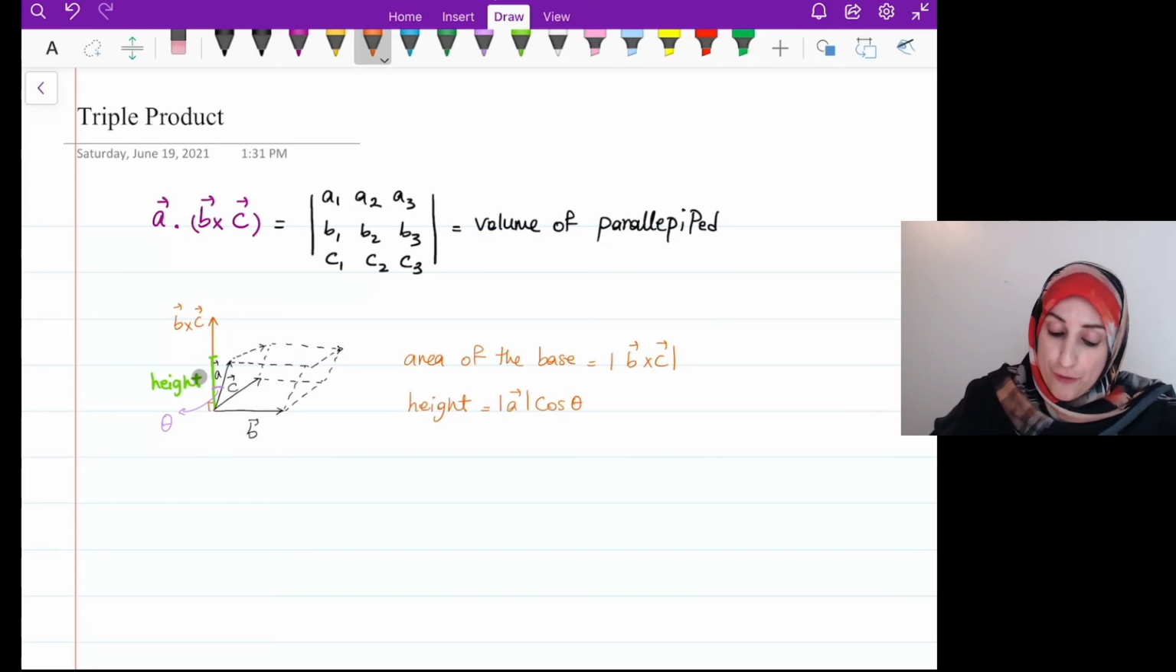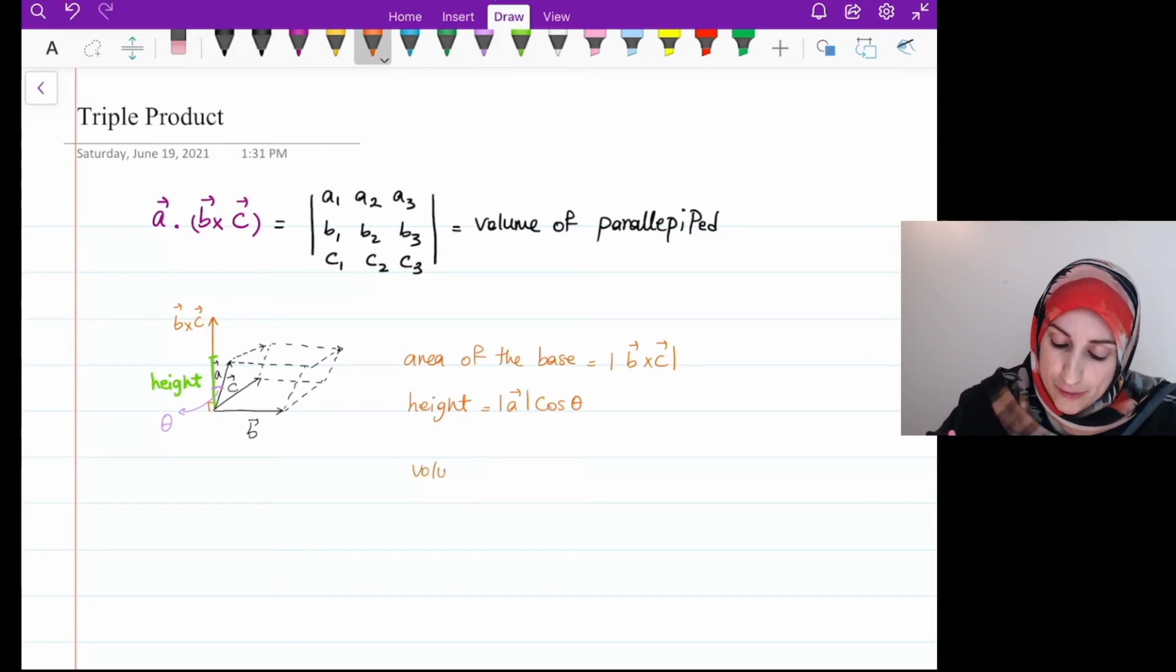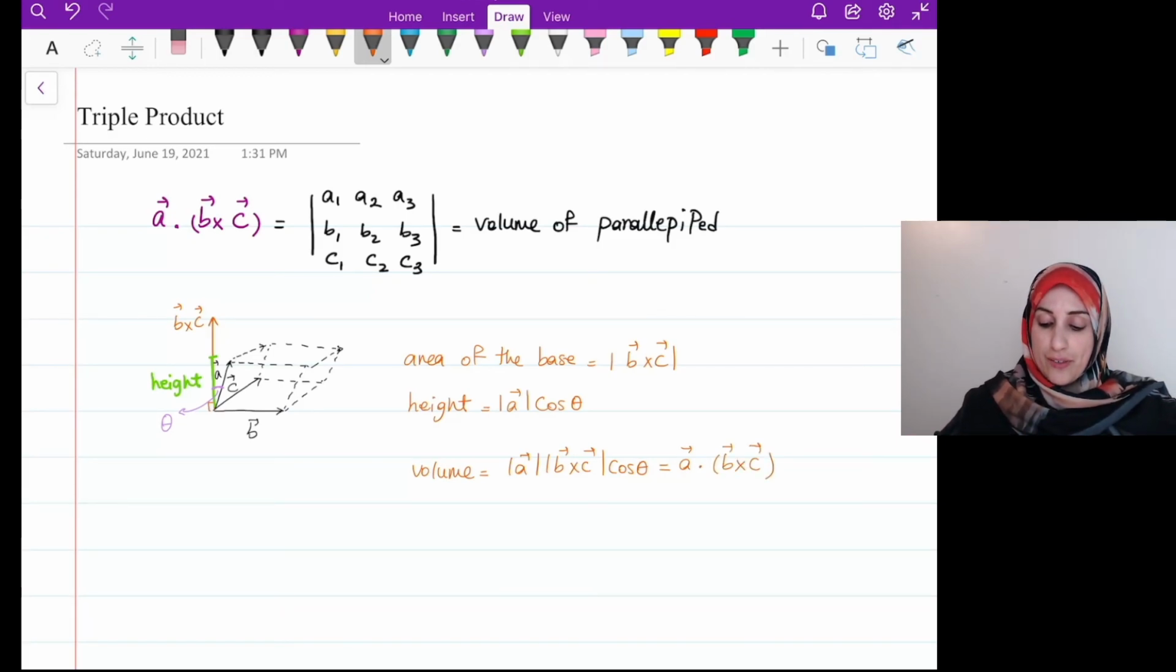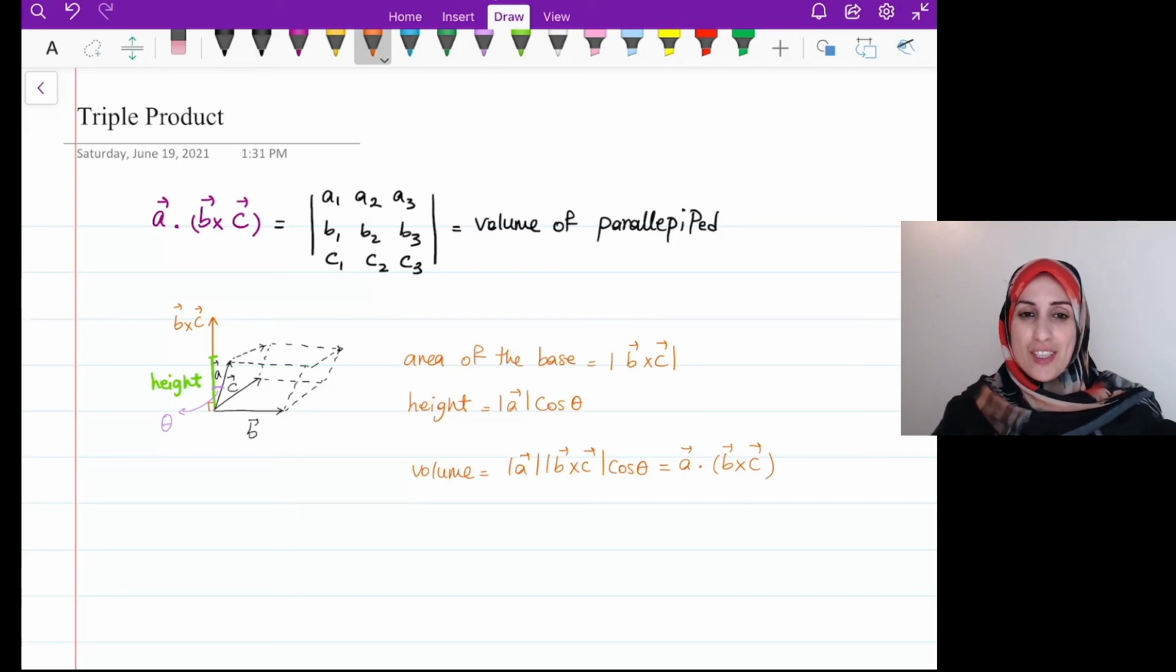Therefore the volume of this parallelepiped would be the length of A, the length of B cross C, and then cosine theta, which would be actually the definition of the dot product A with B cross C. Okay, that's how we define a triple product. And let's solve some examples about the triple product and also more examples of cross product in the next video.